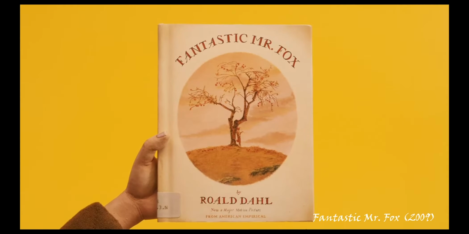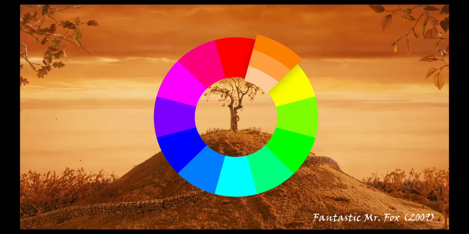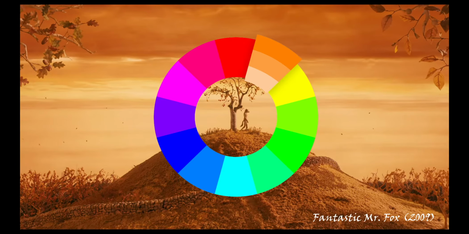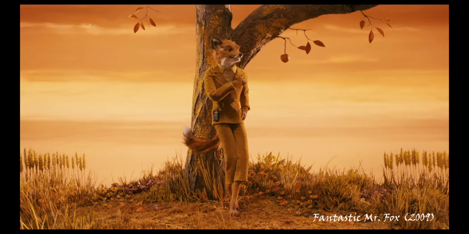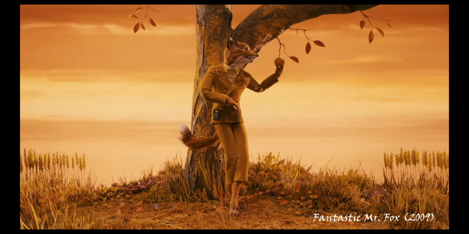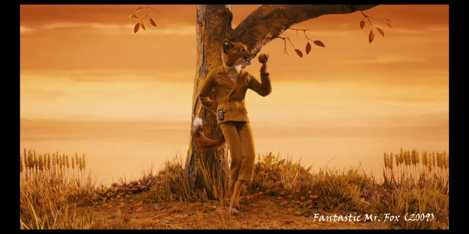Another way this can happen is by using a monochromatic harmony. This is when three different tones and tints of the same colour are used to easily create a harmonious look. A great example of Wes Anderson understanding this idea is throughout Fantastic Mr. Fox. Various tones and tints of orange are visible throughout the film.